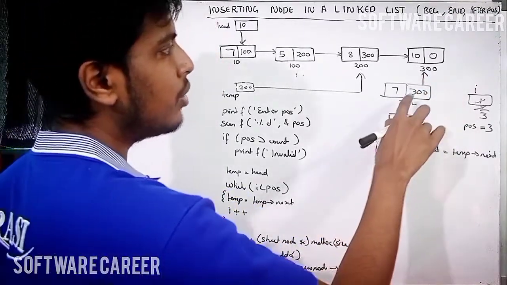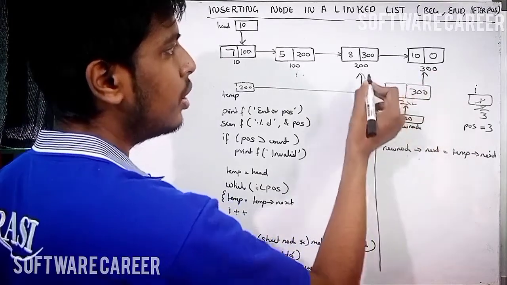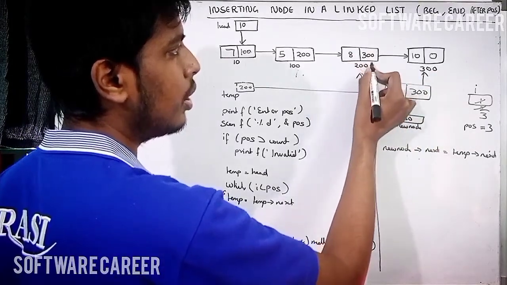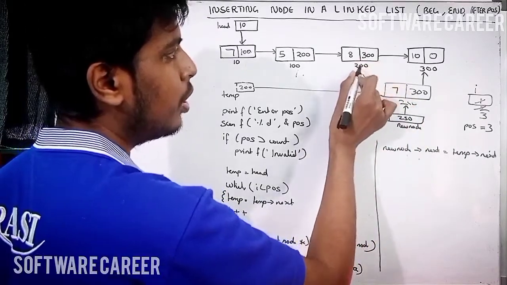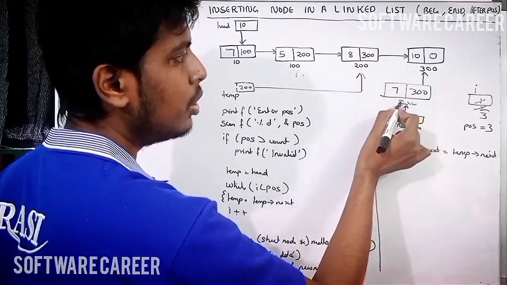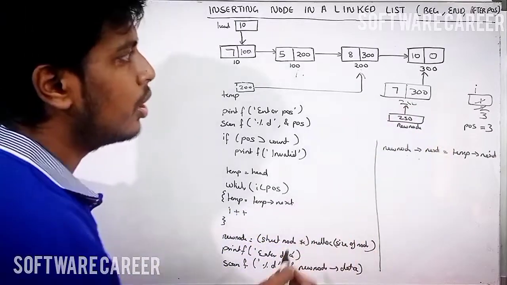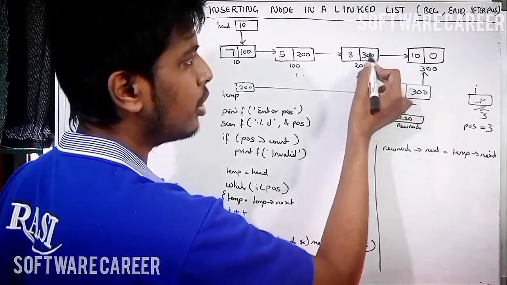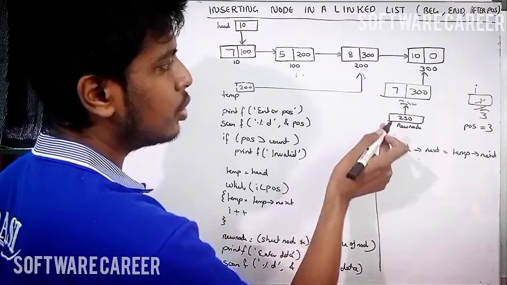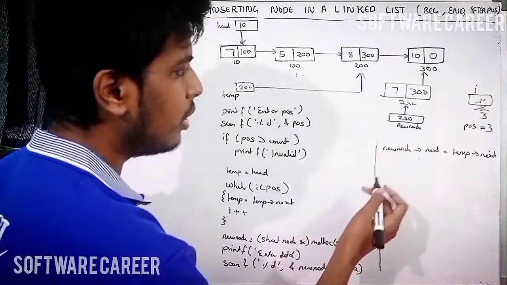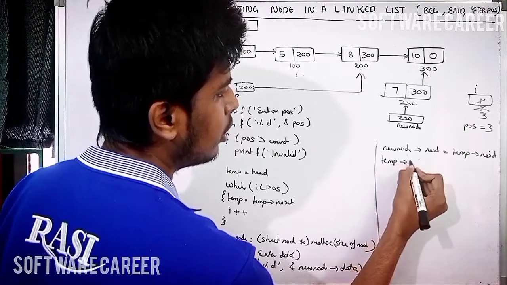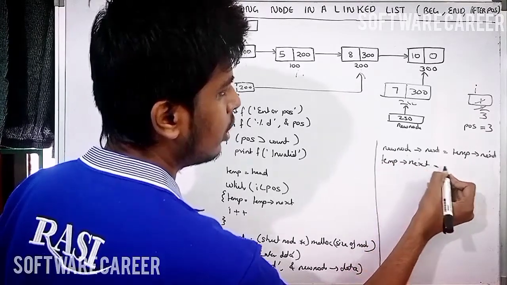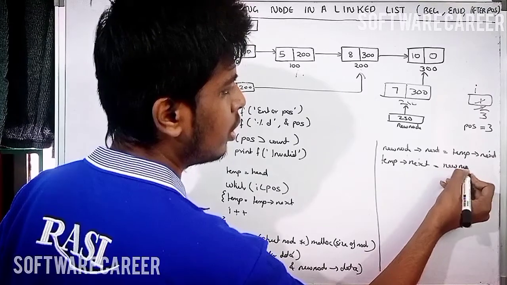Now I have created a forward link. Now this node should point to this node. The pointer part of 200 should point to the node 250, so I should store 250 in this pointer. How can I access 250? From new node. I am writing that code here: temp->next = newnode.